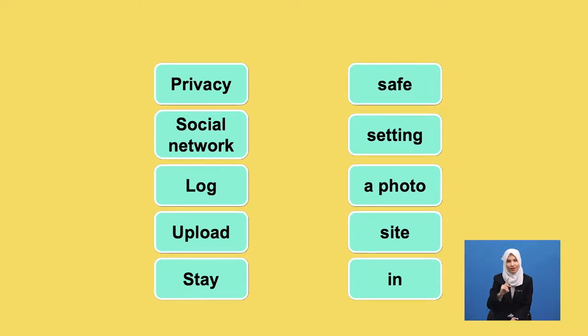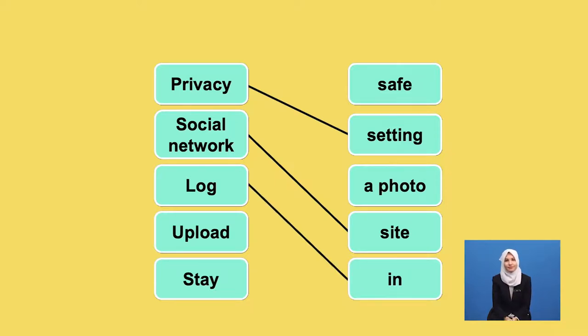Alright, children, let's see the phrases. Privacy setting. Social network site. Log in. Upload a photo. And stay safe.